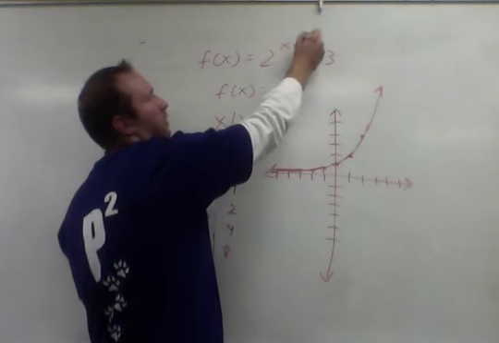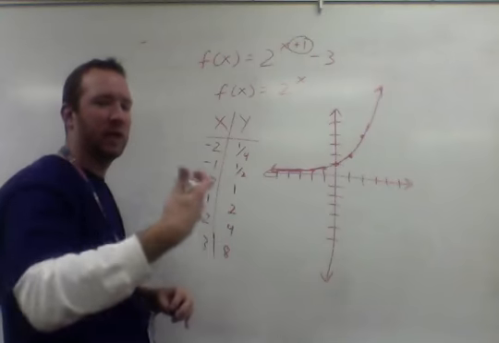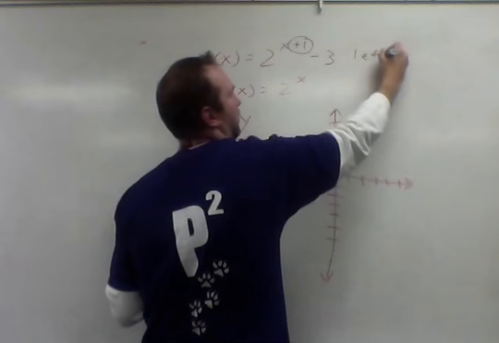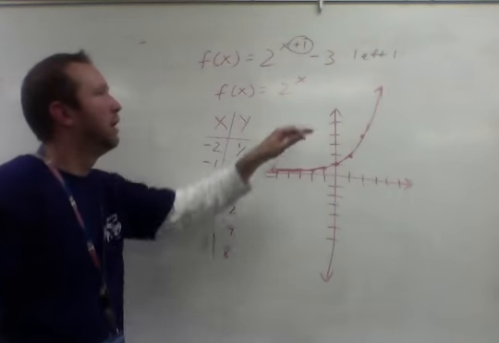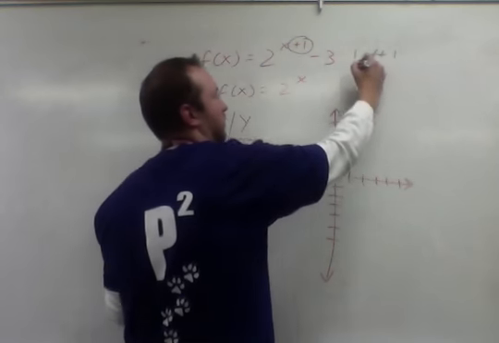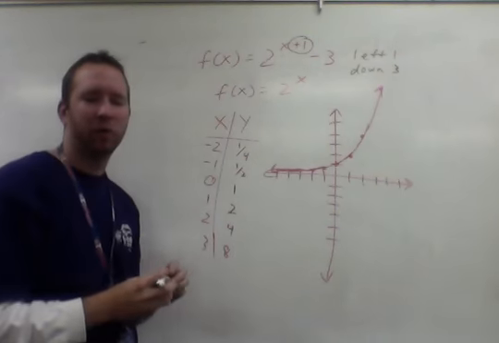So first off, this plus 1 is attached to the x. Since it's plus 1, it actually moves it to the left 1. So I'm going to go left 1. And then this minus 3 at the end is going to shift the graph down 3. I'm going to go down 3 with it.